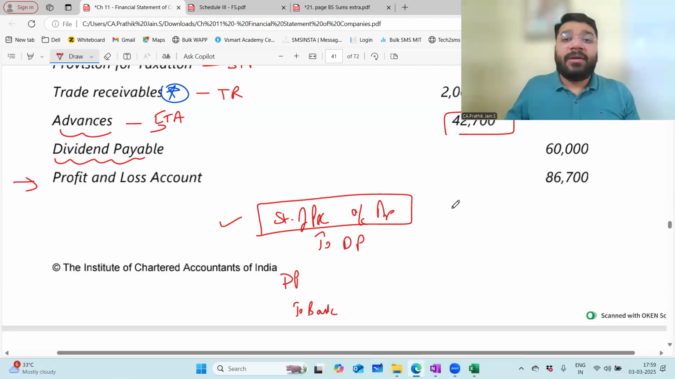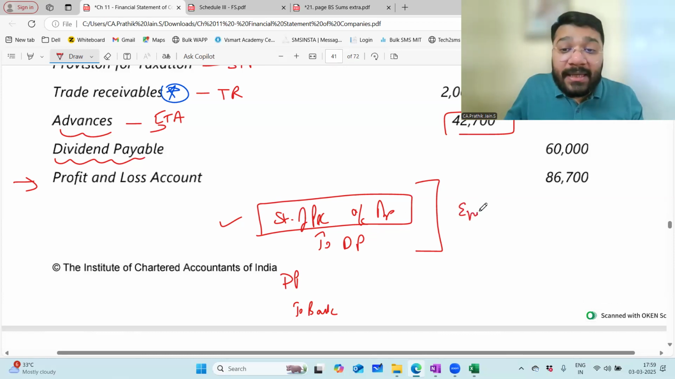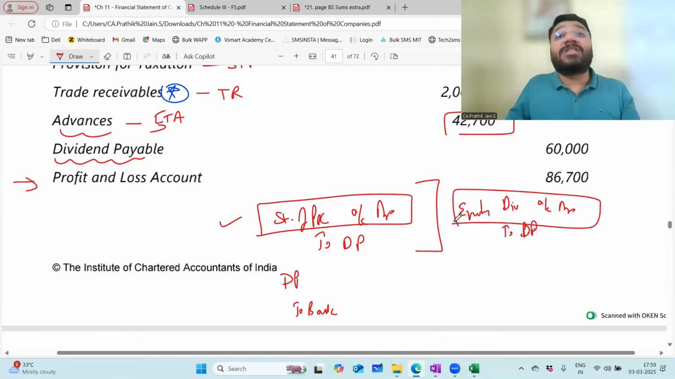Now, you will see in some cases, they will pass this entry directly. But in some cases, they will not record the entry directly in the P&L. They'll create one account called equity dividend, like how you create an expenditure item. Equity dividend account debit to dividend payable. Then this equity dividend is transferred to your statement of P&L by passing a closing entry.